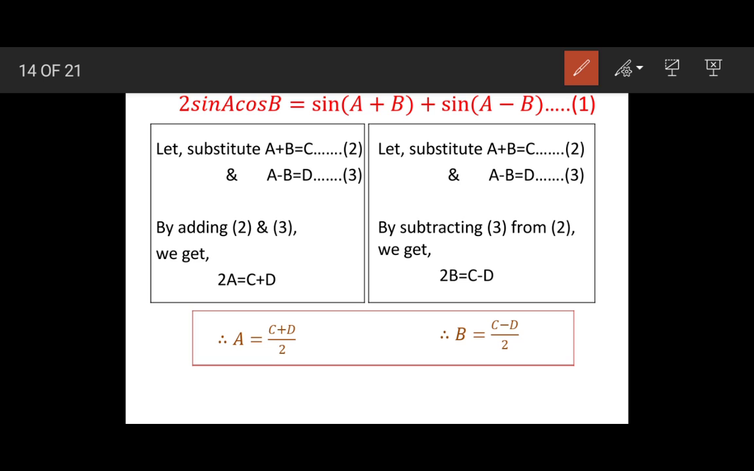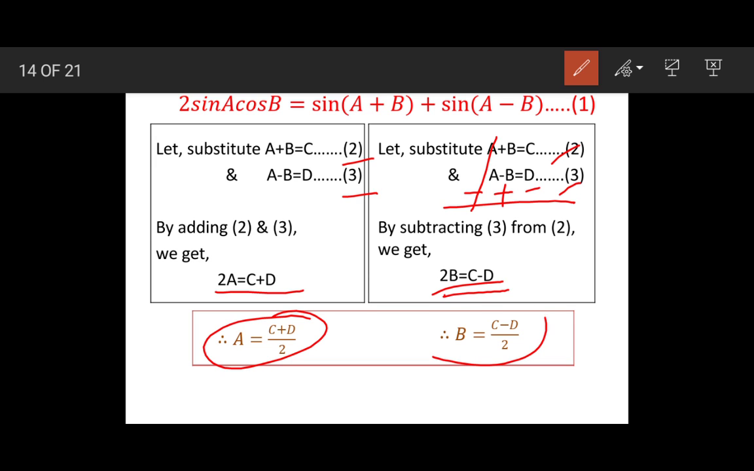Now again, see, when I add these two equations, a plus b is c and a minus b is d, what will I get? 2a is equal to c plus d. That means a is equal to (c plus d) upon 2. When I subtract these two equations, after subtraction, what will I get? Here it will be a plus sign, here it will be a minus sign, so a minus a cancel. So 2b is equal to c minus d.